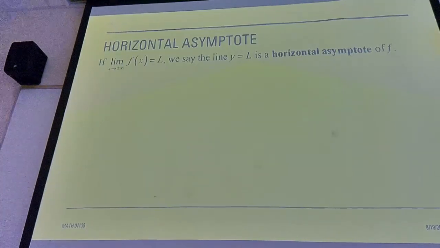If the limit as x approaches either positive or negative infinity of f of x equals L, we call the line y equals L a horizontal asymptote. And is this the formal definition of a horizontal asymptote? Okay.